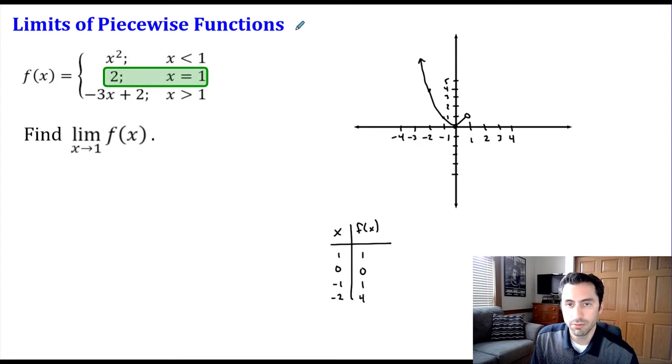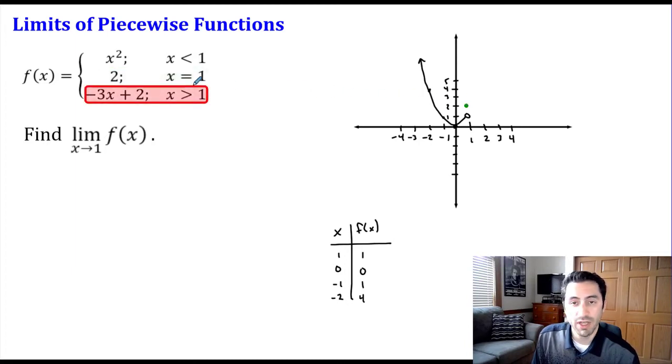Now in the middle, our interval is just x equals 1. So this is exactly 1 point. At the x value of 1, our f of x value is 2. So at 1, we have this value of 2, and this is just 1 point right here.